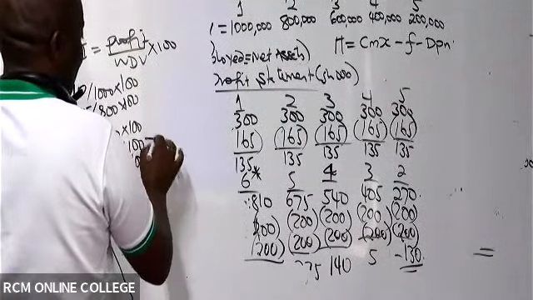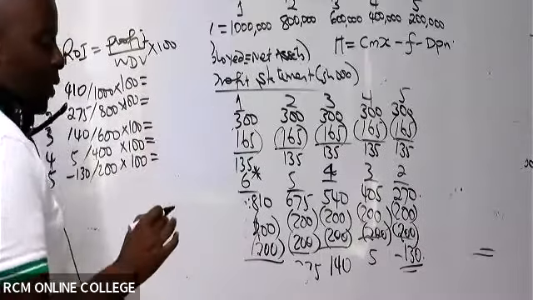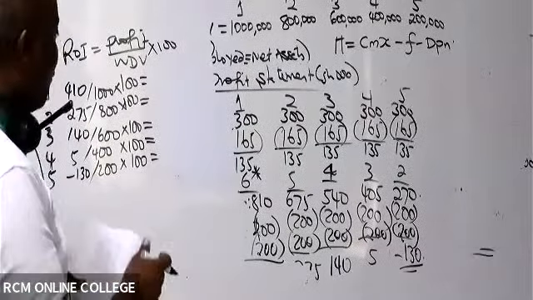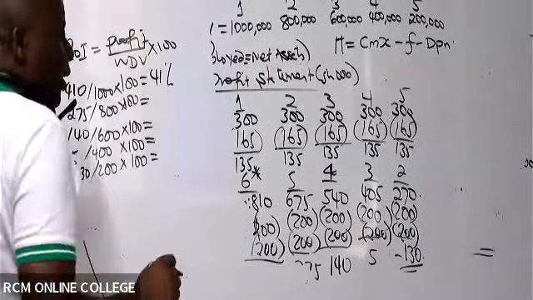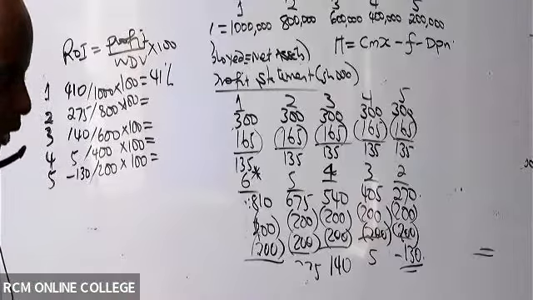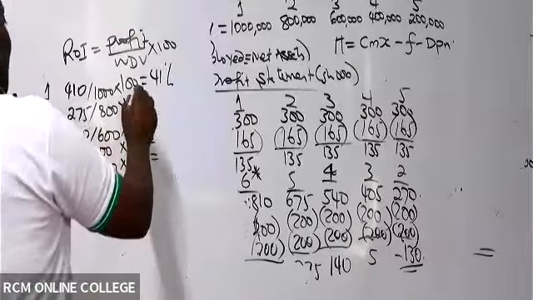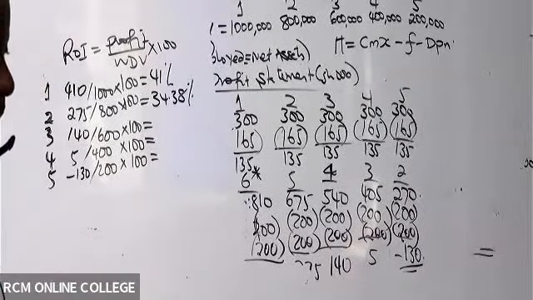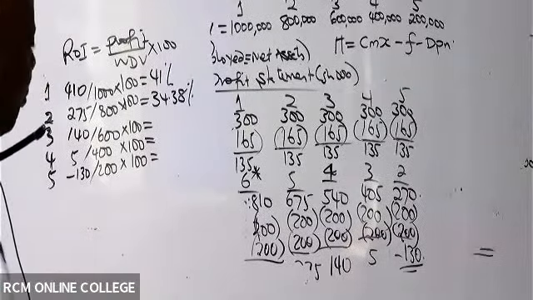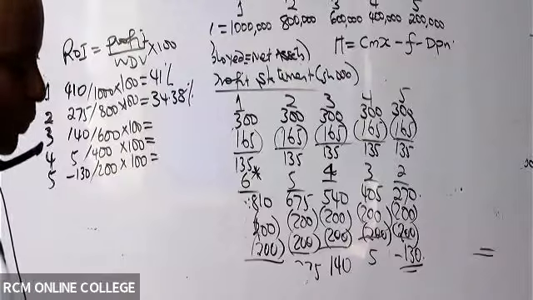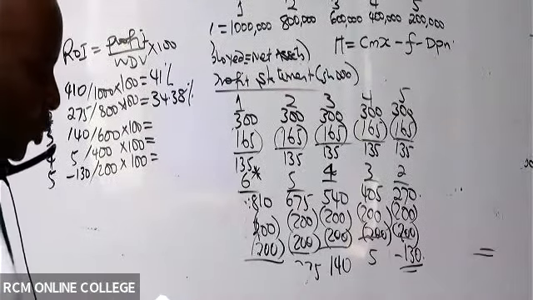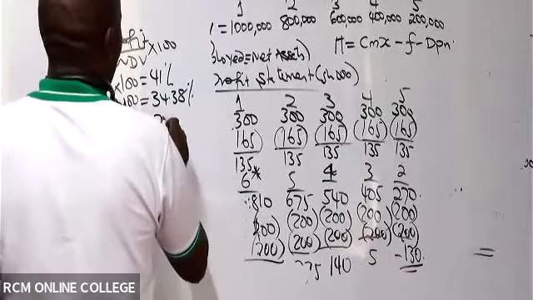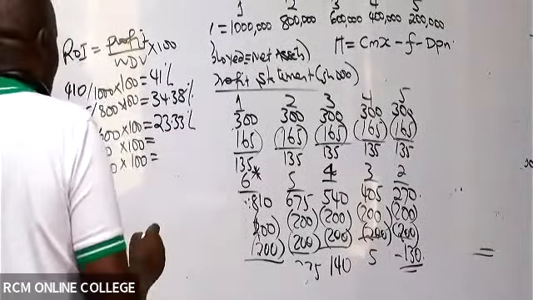So do you have these figures, my good students? The first figure is 41%. The second one is 34.38%, two decimal places. Then the third one is 23.33%. From there we have the fourth one.